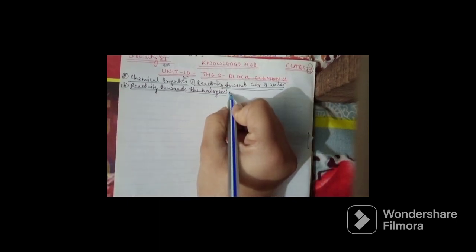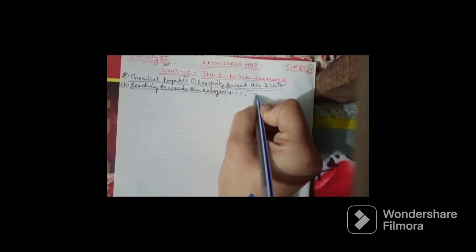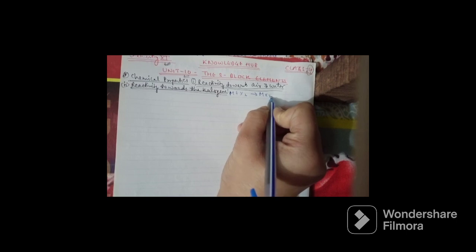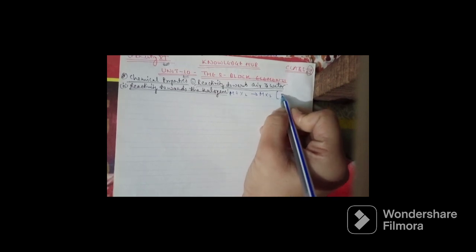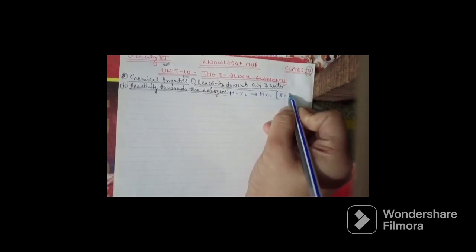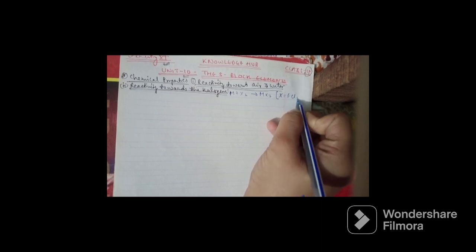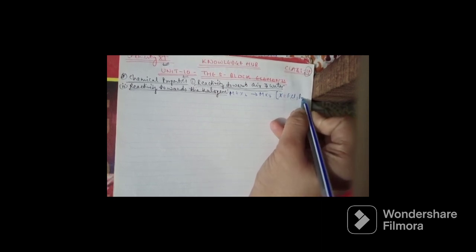In terms of reactivity towards halogens, all the alkaline earth metals combine with halogens at elevated temperatures, forming their halides, which is metal plus X2 giving MX2, where X is fluorine, chlorine, bromine and iodine.